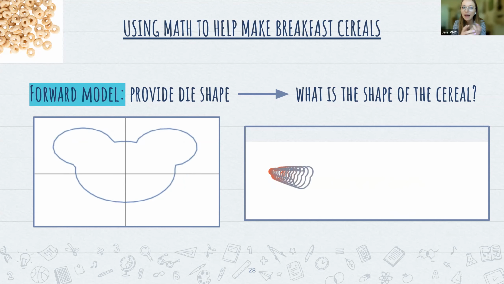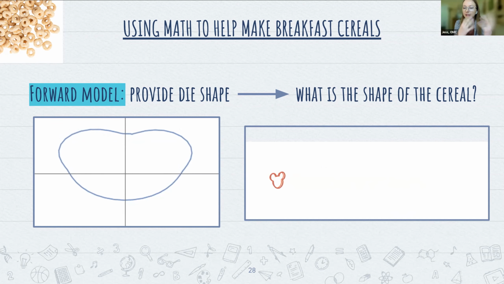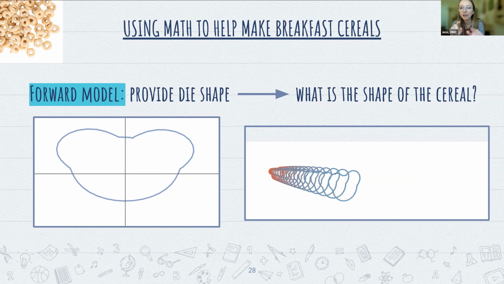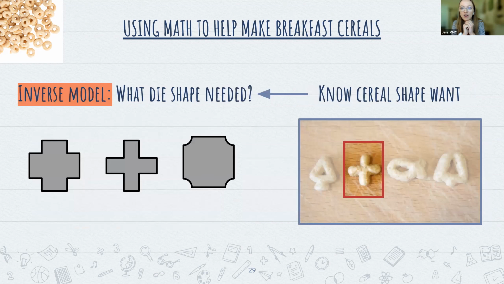So that would be a forward model, where you would basically provide a shape for the die and the model would be able to tell you what would be the resulting shape of the cereal. But really, the thing that's quite complex here is what Michael needed to figure out. He knew what cereal shapes he wanted, or at least Nestle knew what cereal shapes they wanted to make, like maybe some of these complex shapes on the right. But the question was, what shape die, or what shape opening for that extruded cereal to come out, is needed so that it reaches that cereal shape by the time they chop it off and it hardens.